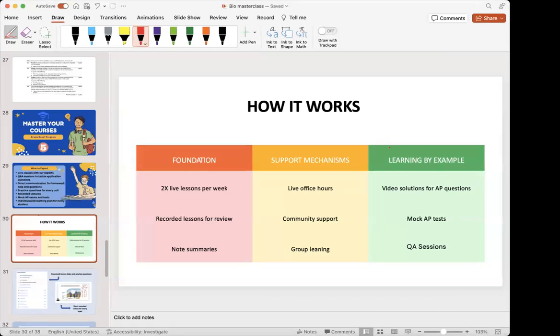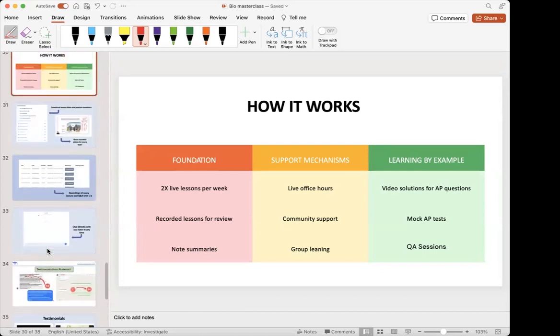Finally, for learning by example, we're going to have video solutions for AP questions. So for example, our AP mock exam, there are full video solutions for every single question. Obviously, I wouldn't suggest for students to do it now, maybe do it a little bit closer to the AP exam date. But when you do that mock exam, you now have video solutions for every single question. Mock AP tests, like I said, we have lots of practice question sets that you can use as tests and send them to your teachers. And then Q&A sessions, which I already covered, are just going to be practice question sessions.